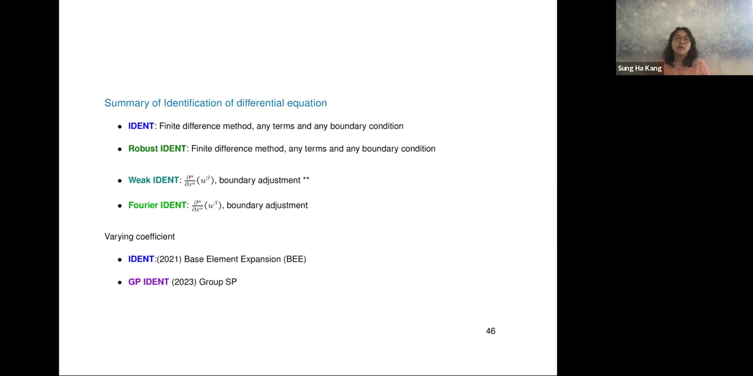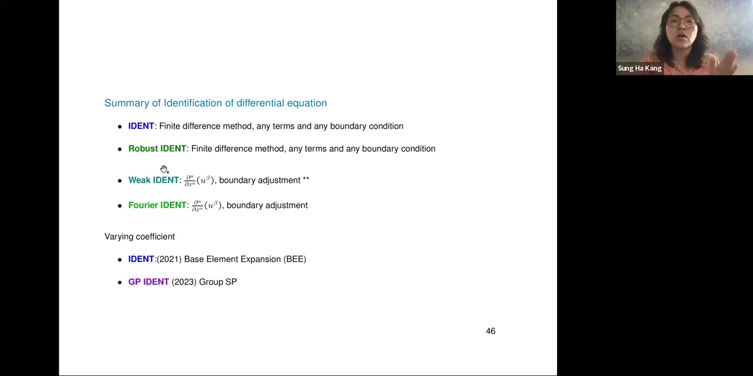So if somebody asked me right now what method I want to use, I don't care about any of this, I just want a method and I just want to try it on my data, then I would recommend using Weak Ident. We have a GitHub available, the code is available. I would recommend using Weak Ident because it is stable.